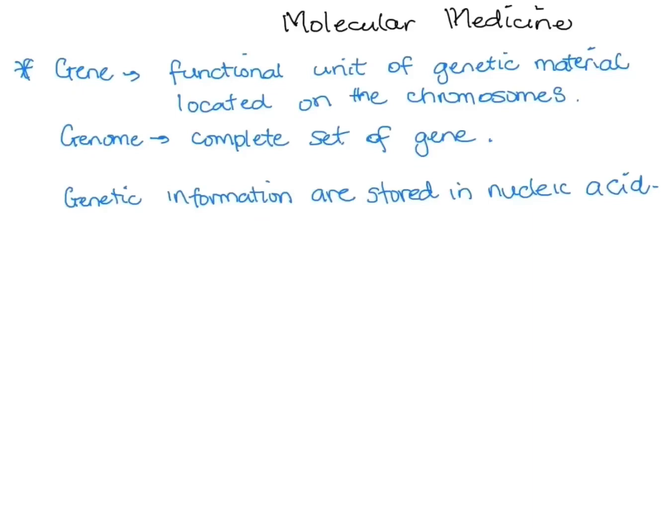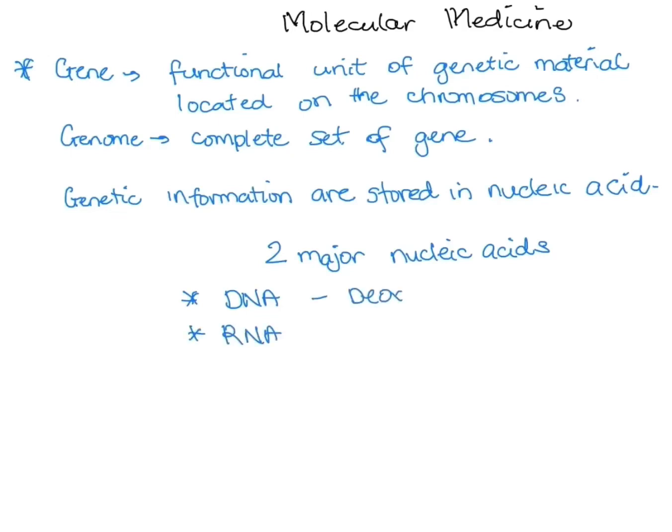Welcome to today's video. We'll be looking at molecular medicine and its basis. A gene is a functional unit of genetic material and is located on the chromosome. Genome is a complete set of genes. Genetic information is stored in nucleic acids. There are two major types of nucleic acid: DNA, also called deoxyribonucleic acid, and RNA, also called ribonucleic acid.